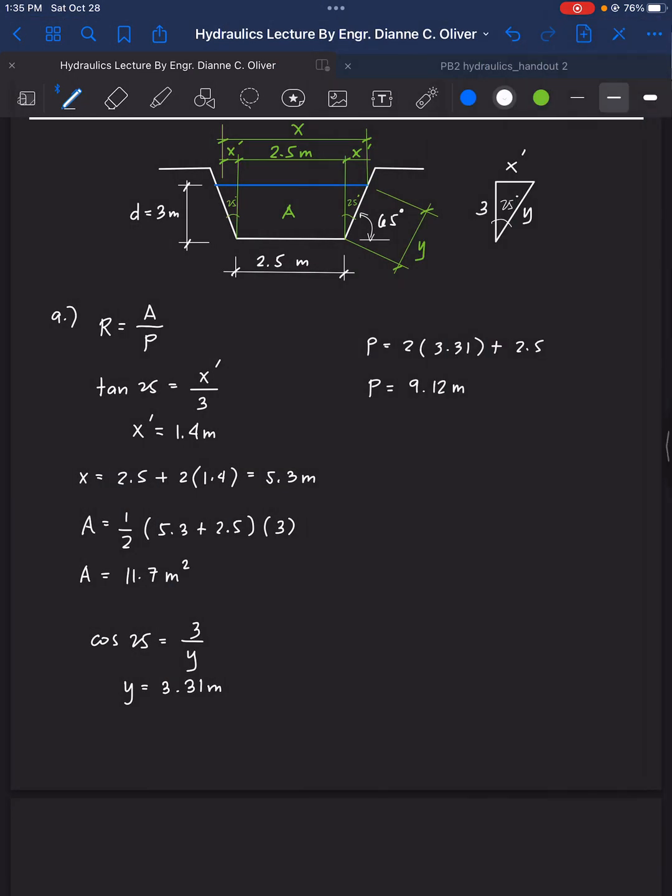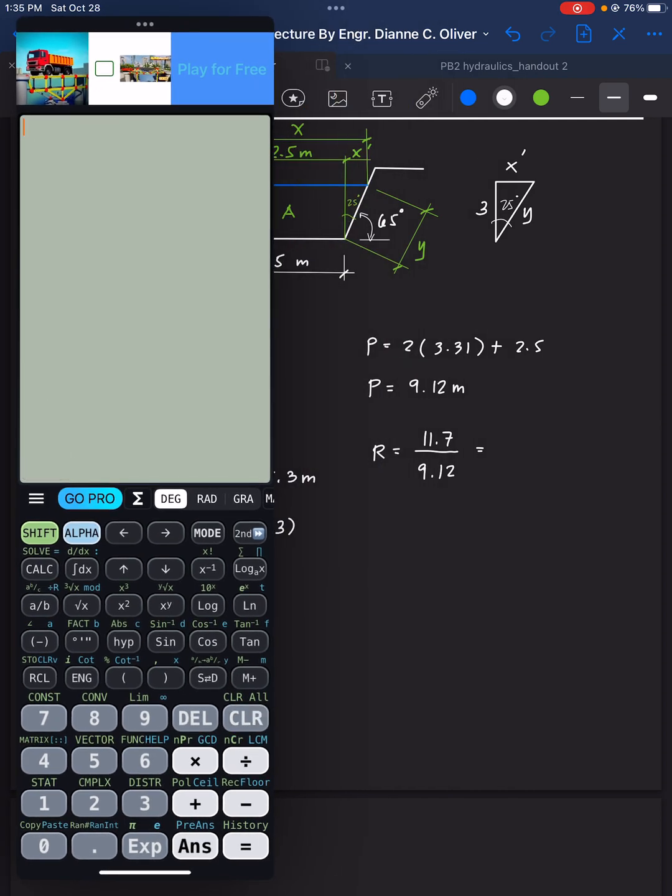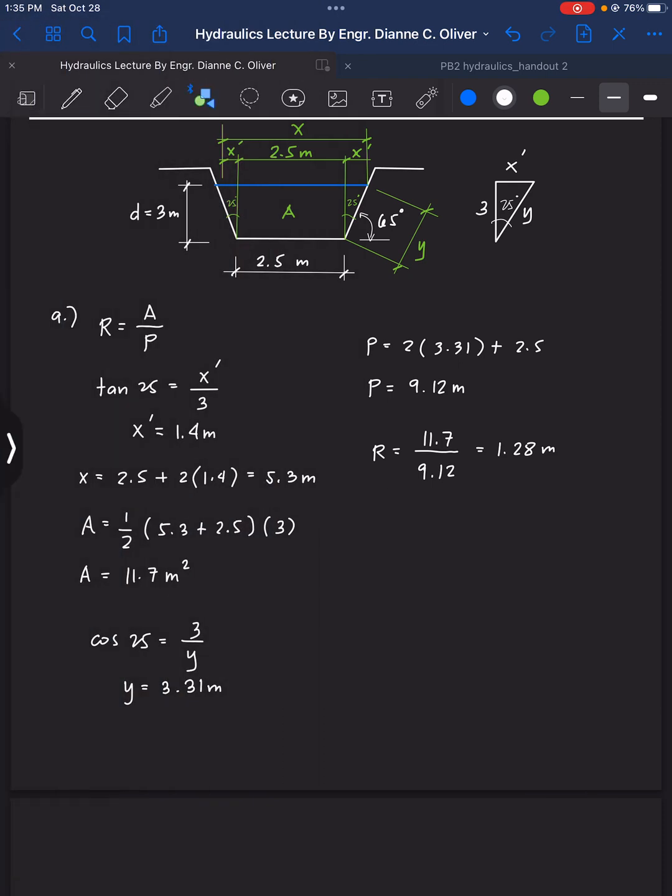Therefore, we can now find the hydraulic radius as equal to 11.7 divided by 9.12. That is 1.28 meters. So that is the answer for letter A.